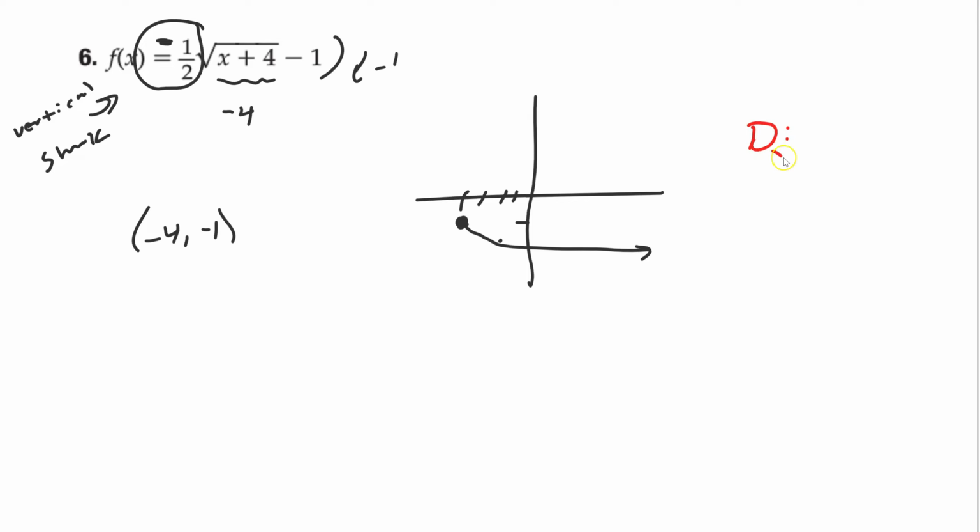Domain and range. Remember, domain is the x values. So where do we start? At -4, and we go to infinity. Range is the y values. What's the lowest? The lowest I see is an arrow, so -infinity. Highest I see is -1. So low to high, -infinity to -1. That's our domain and range graph.